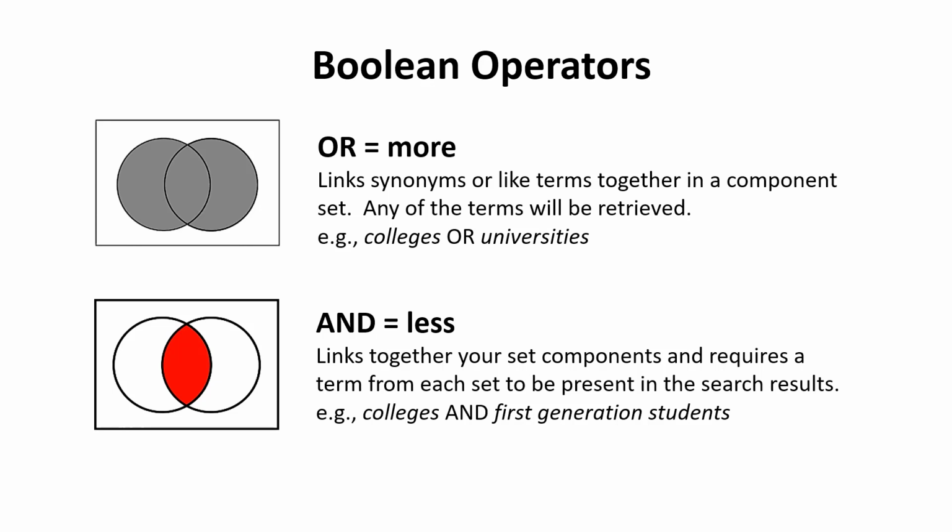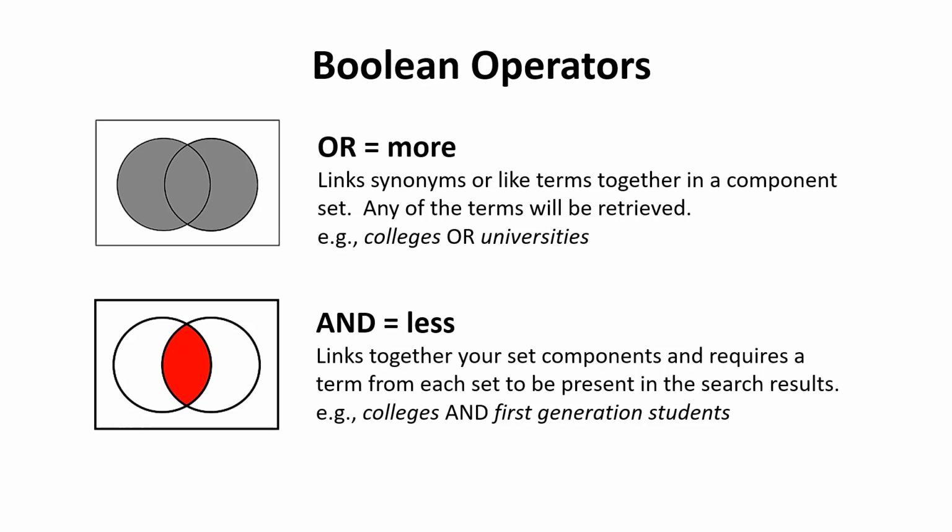How these words are used in the search process will be different than how we use them in conversation, otherwise known as natural language. As you can see, the Boolean operator OR is more. It puts together the terms that represent a component, as seen in this Venn diagram. OR can enlarge the search set of a component. The term colleges and the term universities can be synonyms that represent the same idea.